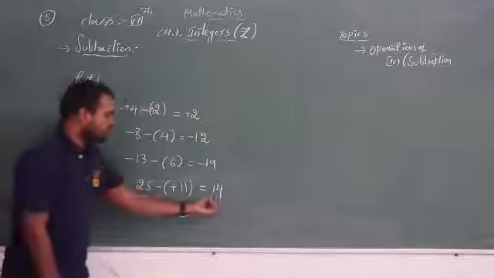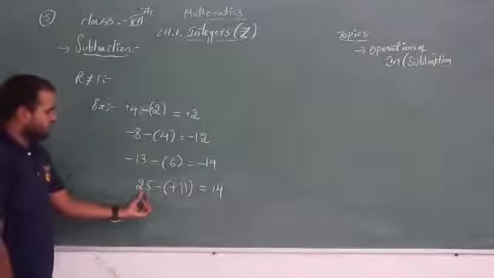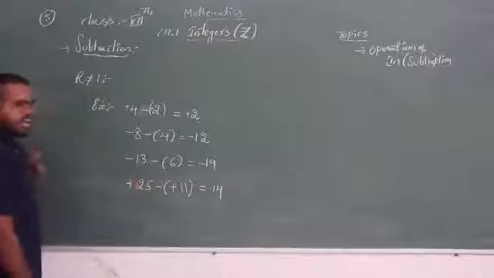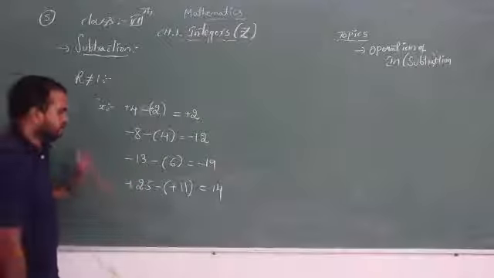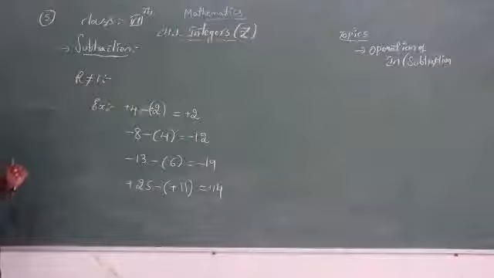Right? So now which number is greater? You have to see. Which number is greater here? 25 is greater. And 25 will have which sign? It will have plus. Nothing there means plus. So our answer is plus 14. Okay.